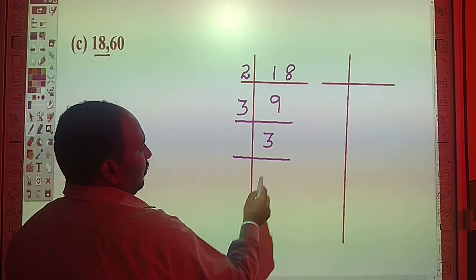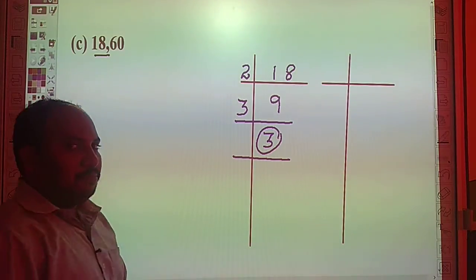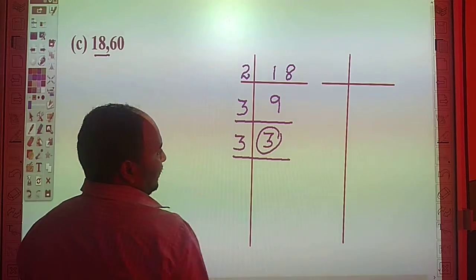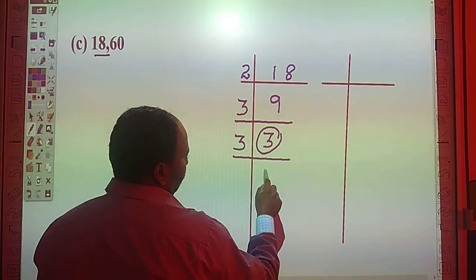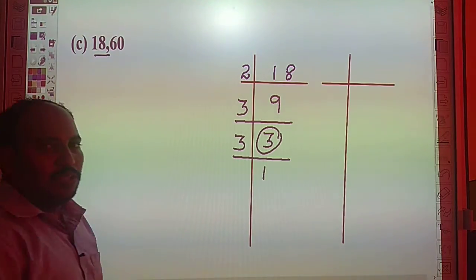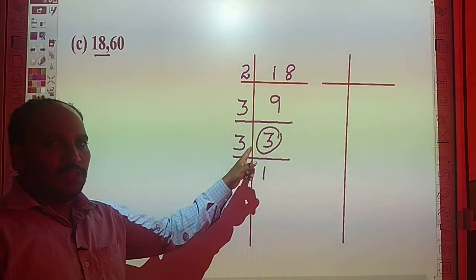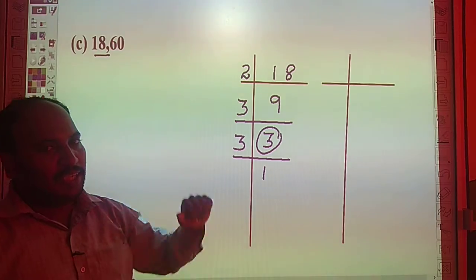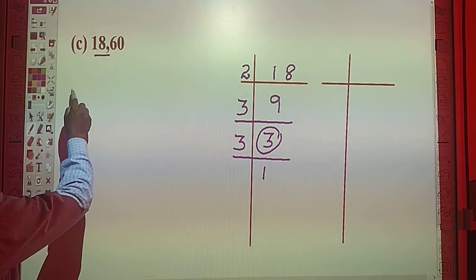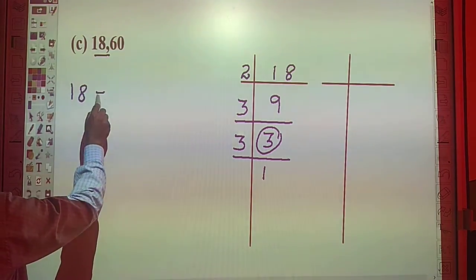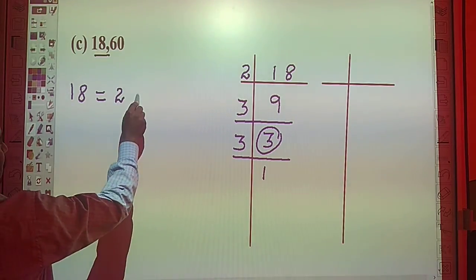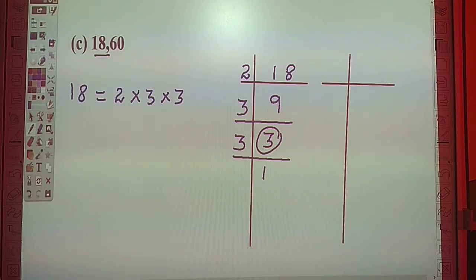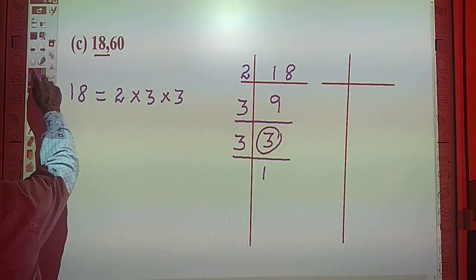The number 3 is a prime, so it is divided by only itself. 1 into 3 is equal to 3. 3 3s are 9. 9 2s are 18. Therefore, 18 is equal to, we can write the factors, 2 into 3 into 3. Next we go to the number 60.